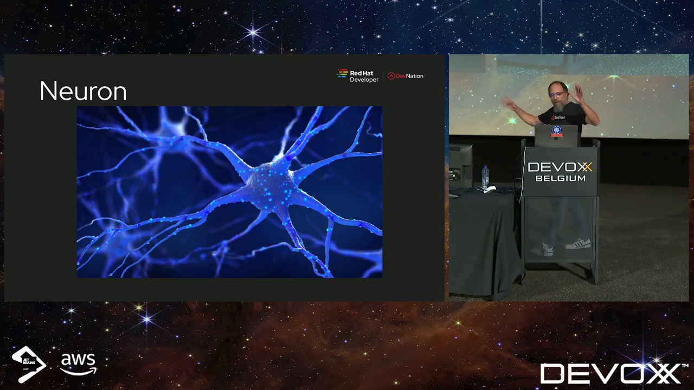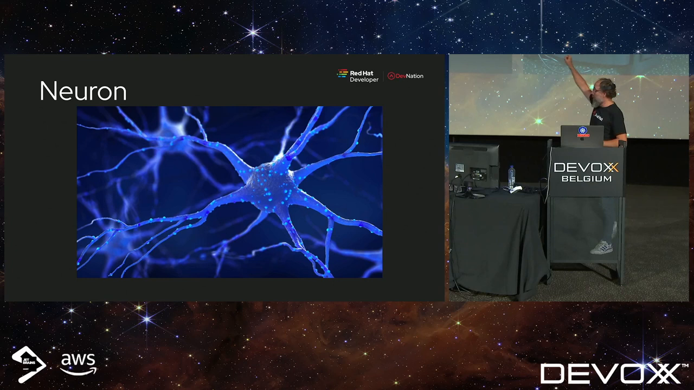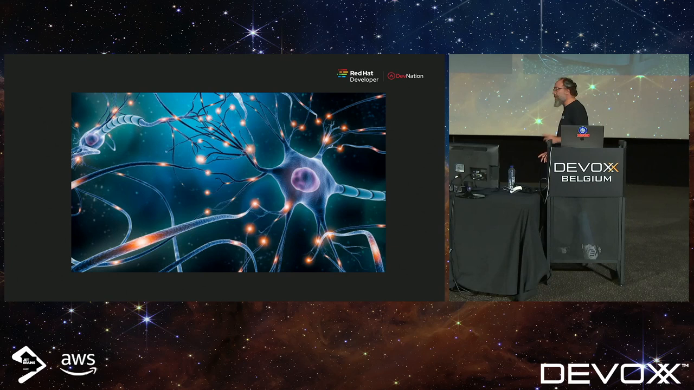Okay? And I have 1 minute to explain how the brain works. So basically, in your brain, you have neurons. You have a lot of them. You have billions of them. And they're all interconnected. And those neurons produce electricity.